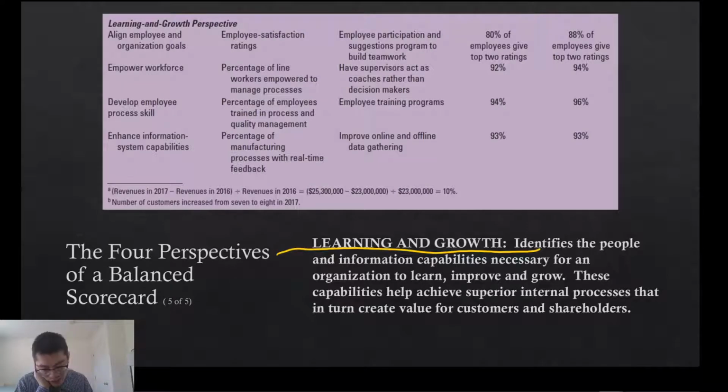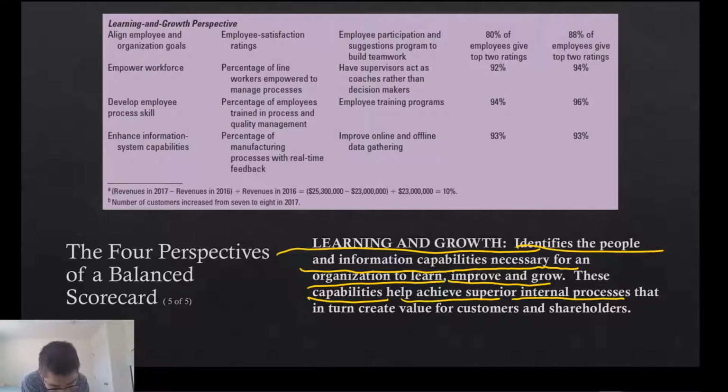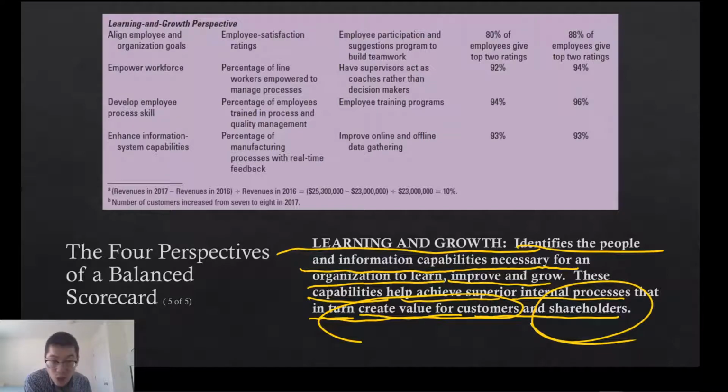learning and growth. Learning and growth is looking at the employees' perspective. Identify the people and information capabilities necessary for an organization to learn, improve, and grow. These capabilities help achieve superior internal process that in turn create values for customers and shareholders. So in terms of creating value for customers, to offer more values, offer more features in the product, and then to generate more sales, more revenues, and in turn can create values for shareholders, right? By having more earnings, net incomes. So these are some things we're looking at.